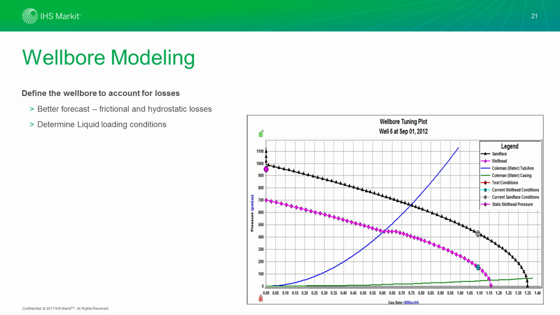The other benefit of this plot is that we can identify at what rates liquid loading may be an issue. We can identify where the blue line crosses the black one, and this is the critical liquid lift rate at the end of the tubing. To effectively model a system, we need to consider the frictional and hydrostatic losses in that wellbore, as this could be the bottleneck in the system, and we can actually have an effect on the future operating conditions.